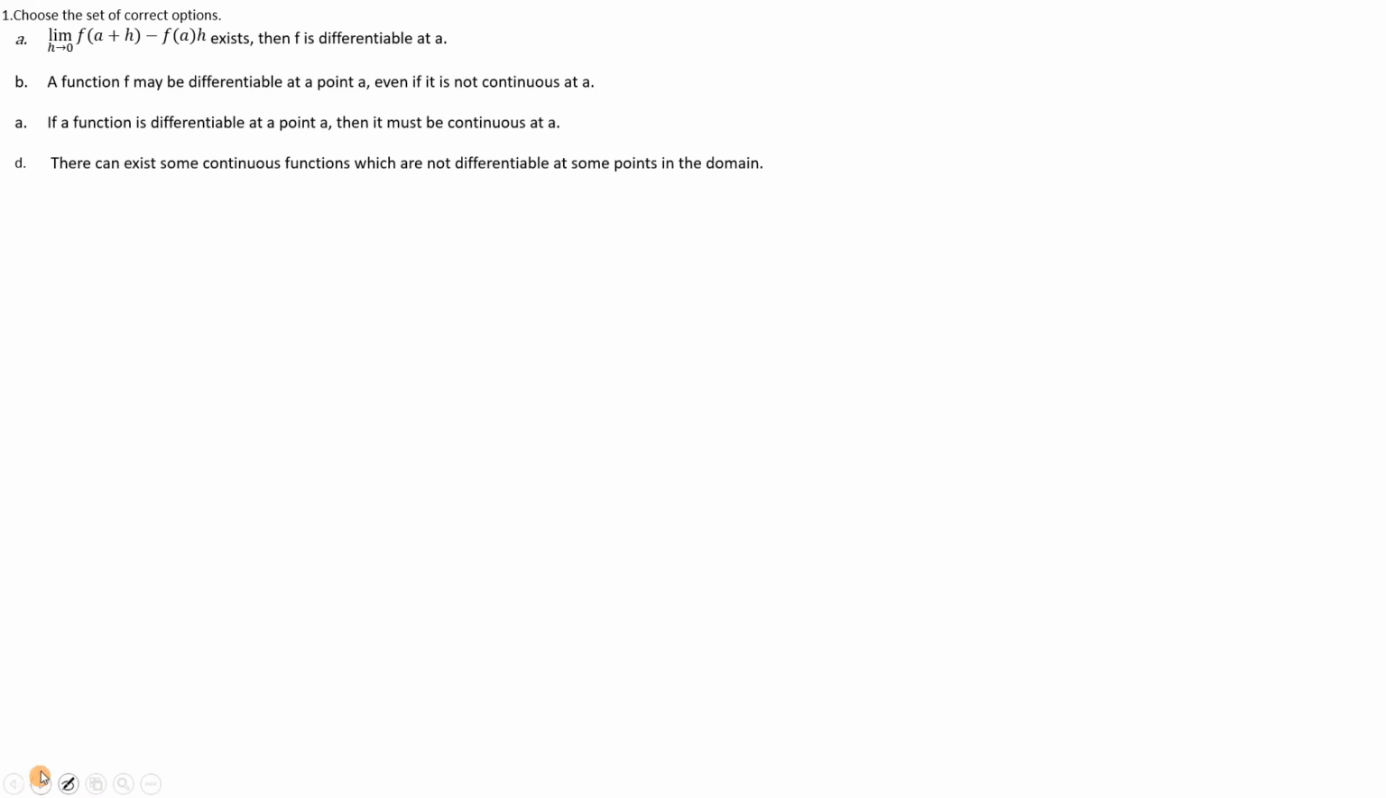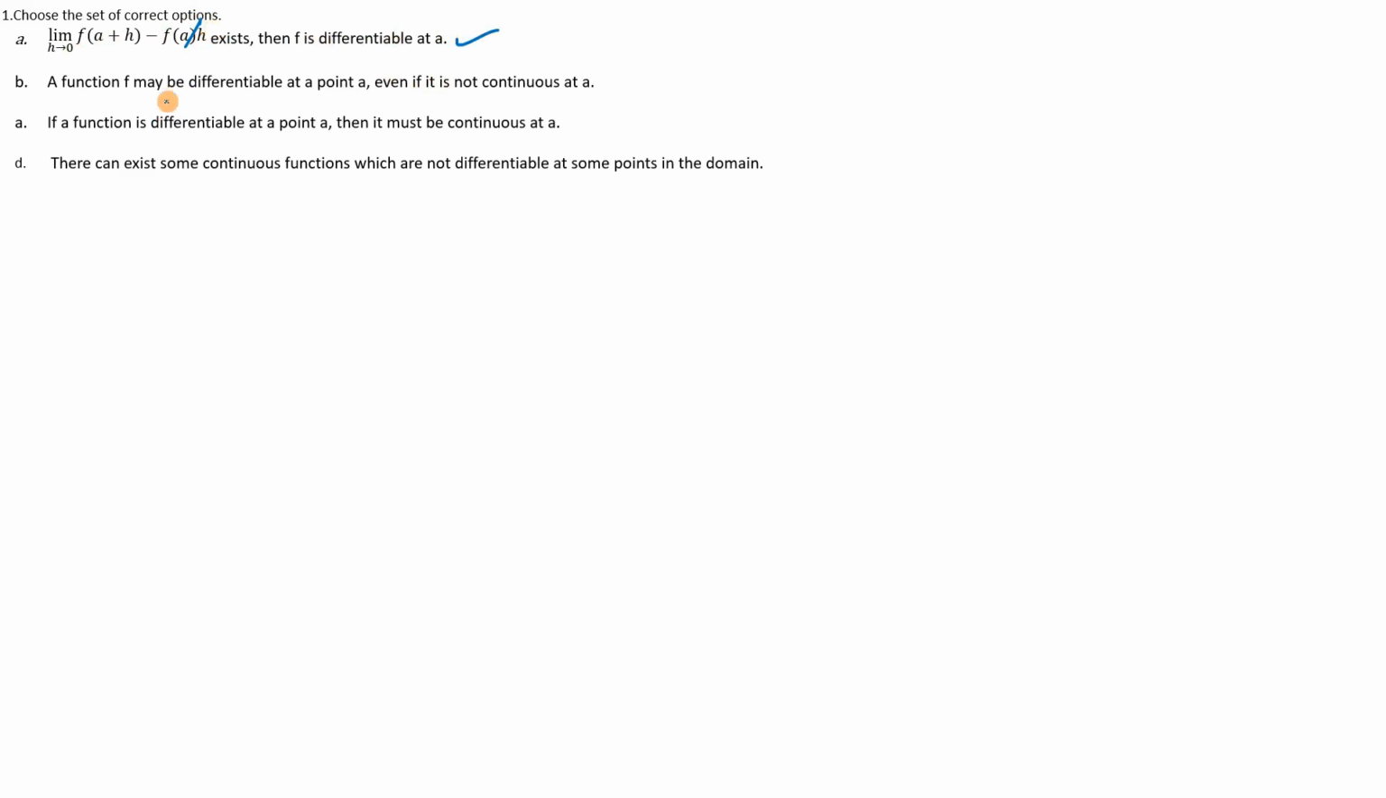Right, so we'll start with activity 2.2. Here, the first question says choose the set of correct answers. Let's say the limit h tends to 0 of f of a plus h minus f of a, whole divided by h, exists if f is differentiable at a. So yes, this is the right option. This is the definition of differentiation. So yes, this is correct.